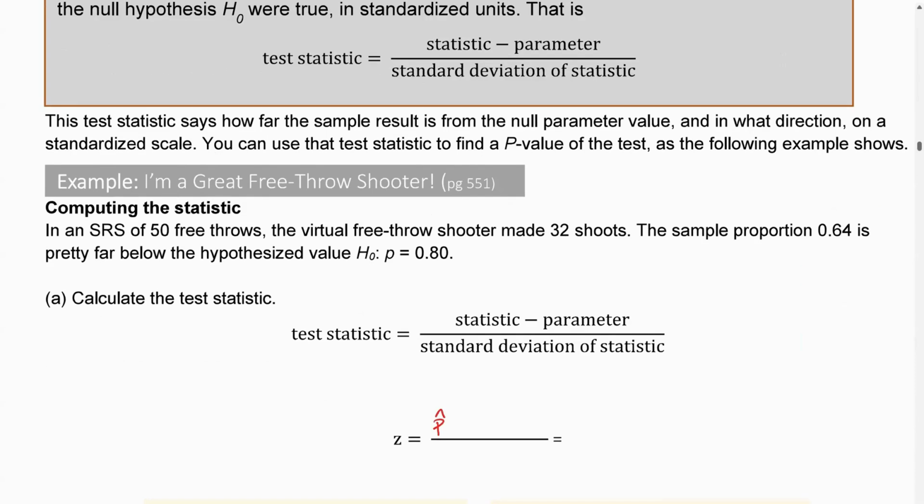We know that we have a parameter from the H naught. We can call it P, or we can call it P naught. That's the proportion coming from the H naught claim. And we have a standard deviation, which in this case, we would say is P naught times 1 minus P naught over N. Now, in this case, the p-hat value is 64%. So I might say, how far is 64% away from our assumed proportion of 80%?